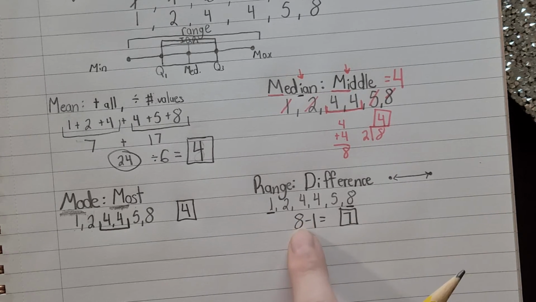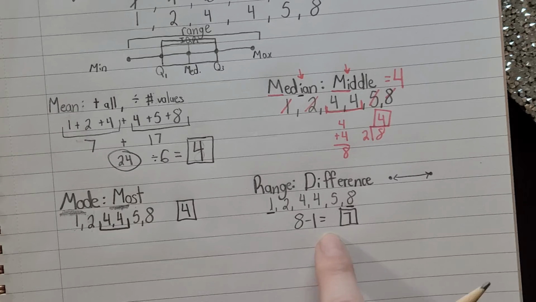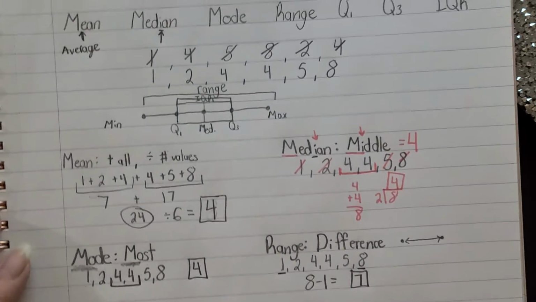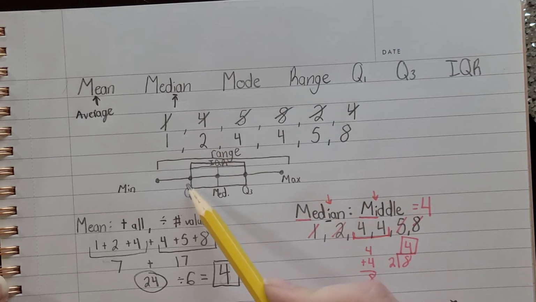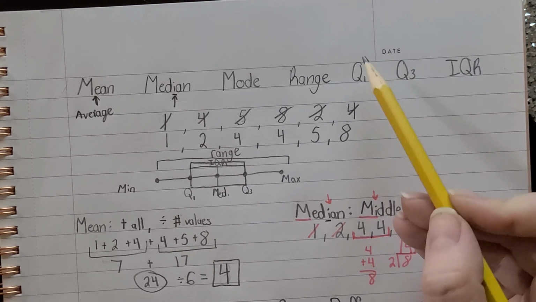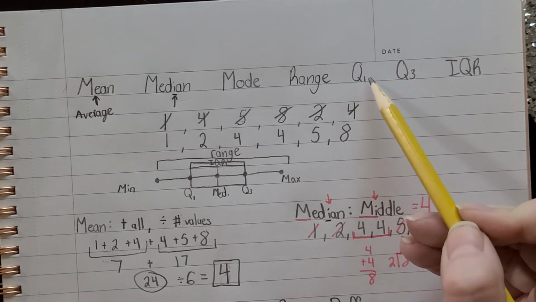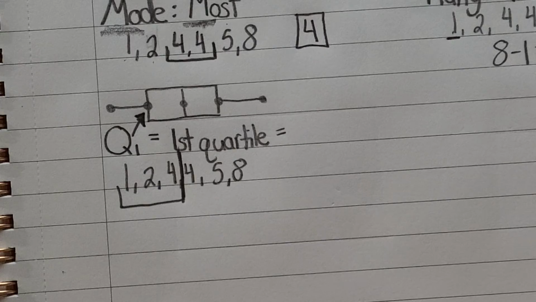And to find that, for math, you subtract your maximum and your minimum. So your largest minus your smallest, okay? So our range was 7. All right, go ahead, think about what your Q1 is and how you find it. Might take you a minute, go back, look in your notes if you need to, and then we'll check.